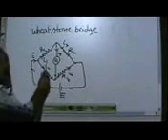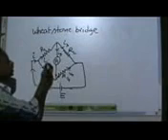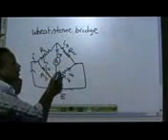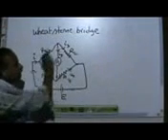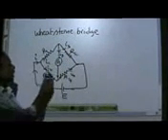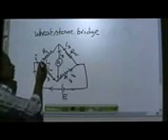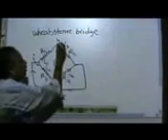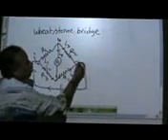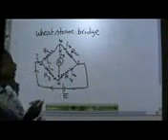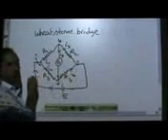Bridge. Basically, this consists of 4 resistances R1, R2, R3, R4, which are connected in the form of a quadrilateral. So that there are 4 junctions: small a, small b, small c, and small d. So there are 4 junctions A, B, C, D.